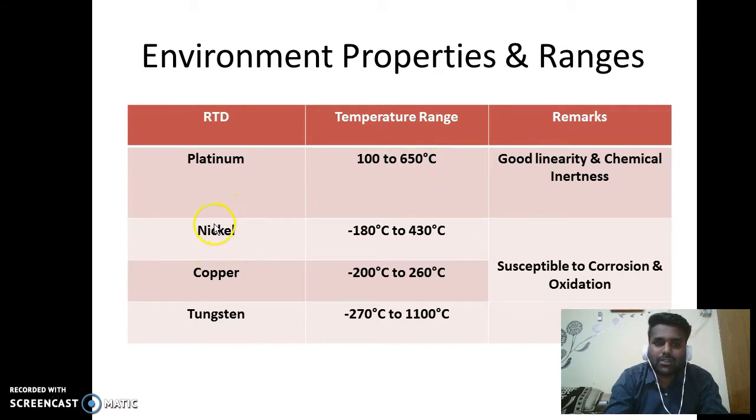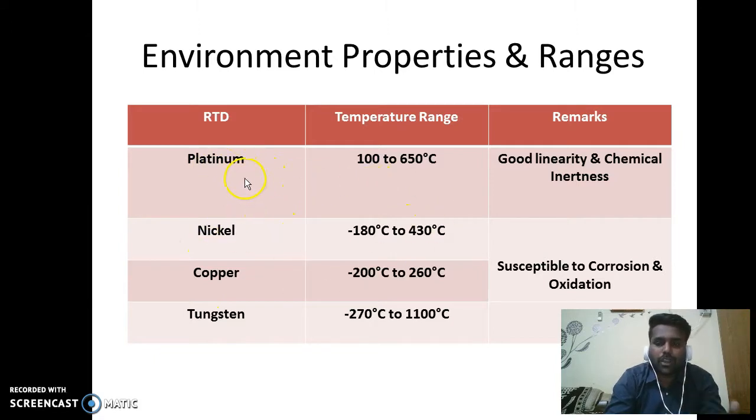Coming to nickel, its operating range is from minus 180 degrees Celsius to 430 degrees Celsius. Copper has minus 200 degrees Celsius to 260 degrees Celsius. But nickel and copper are susceptible to corrosion and oxidation in the environment. And tungsten has an operating range of minus 270 to 1100 degrees Celsius. So these were the metal properties.